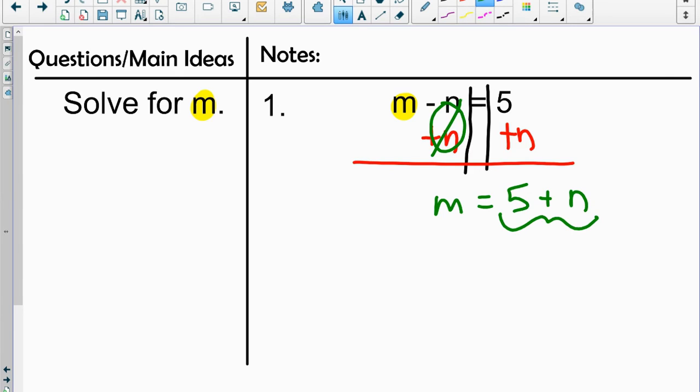Remember, I can't add those two things together. It does not become 5n because that would be 5 times n, and that's certainly different than addition. So in this case, that's our answer. We got m by itself. M equals 5 plus n.